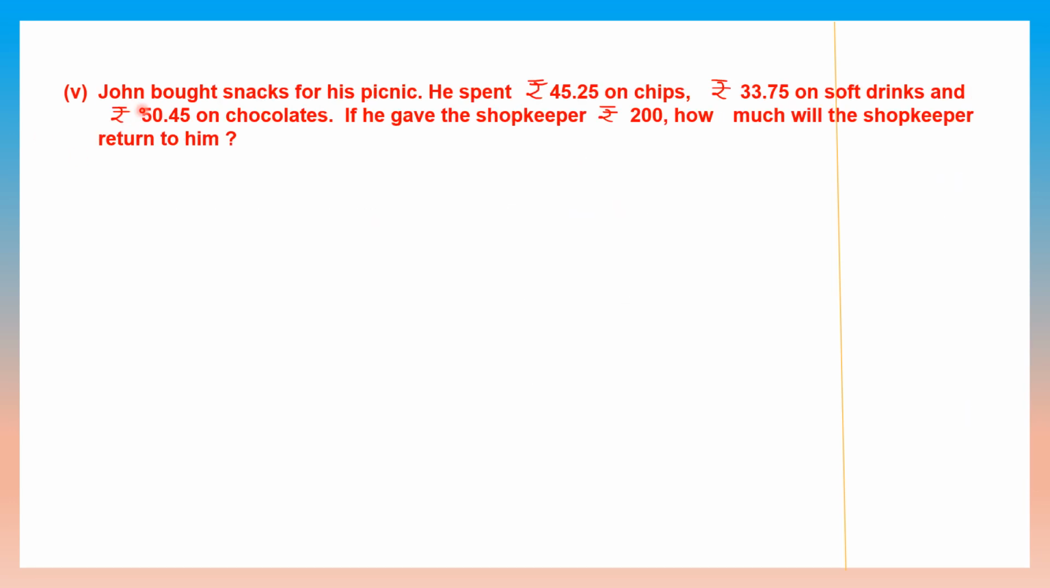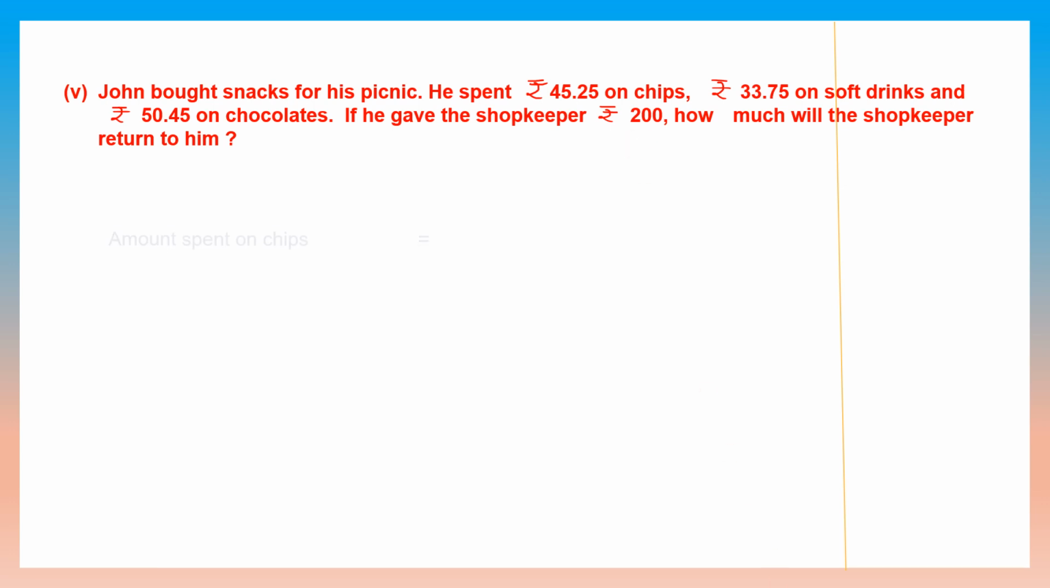Question 5. John bought snacks for his picnic. He spent 45 rupees 25 paise on chips. Then he bought soft drinks for 33 rupees 75 paise and chocolates for 50 rupees 45 paise. If he gave the shopkeeper 200 rupees, how much will the shopkeeper return to him? So first we need to know how much he spent, isn't it? And we find that by adding. Then that answer, if we subtract from 200, we will know how much the shopkeeper returned to him.